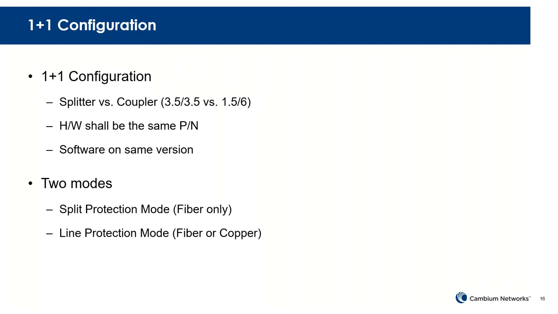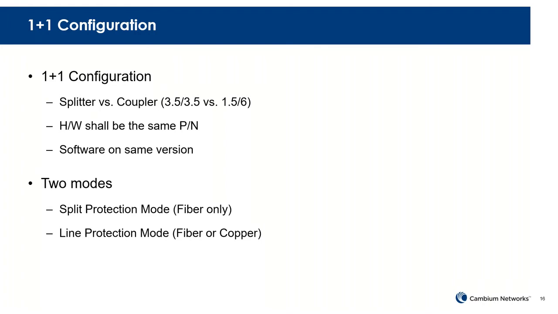You can use a splitter, but why do you want to use a coupler? The reason is that a splitter is symmetrical in the loss. For example, a splitter will lose 3.5 dB on both sides, but a coupler will have a loss of 1.5 dB on the main side and 6 dB loss on the standby side. So if you use a splitter, your best case scenario for the loss is 7 dB, but with the coupler, your best case scenario loss is 3 dB.